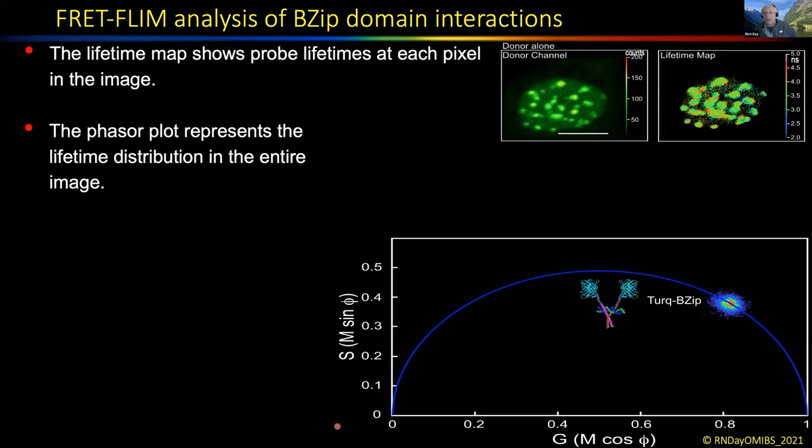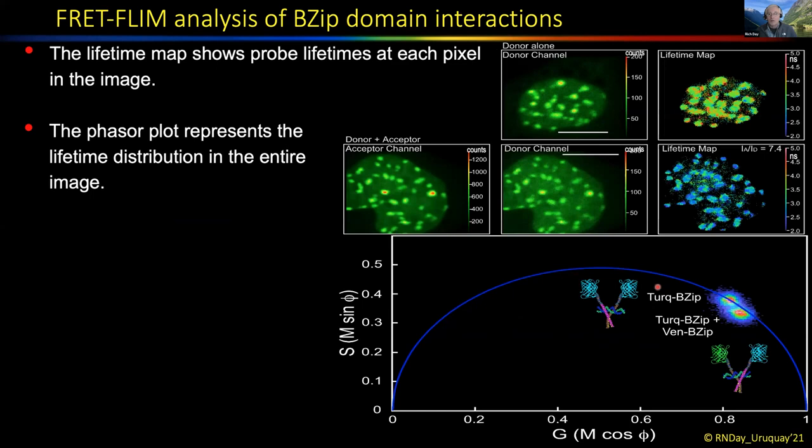So this is an experiment now where we have CEBP alpha, just actually the B-zip domain of it, tagged with turquoise. This is our donor alone. This is our donor channel and a FRET efficiency map. And what you can see is that the lifetime is around 3.8 nanoseconds. So it's unquenched donor bound to DNA.